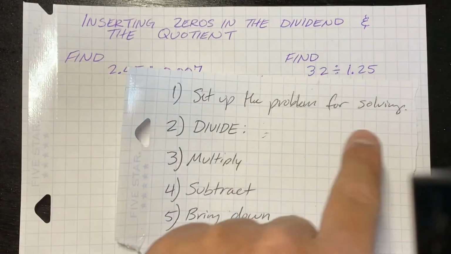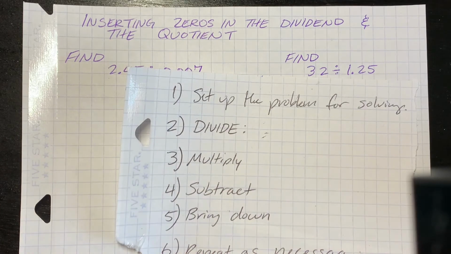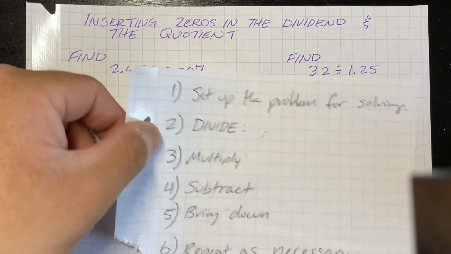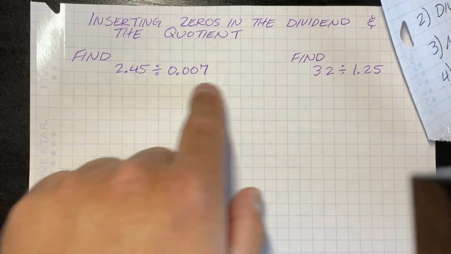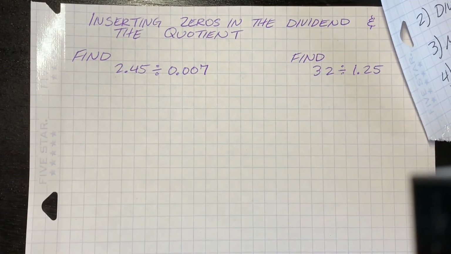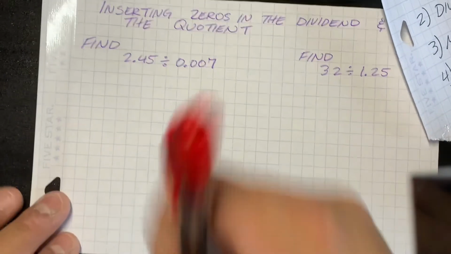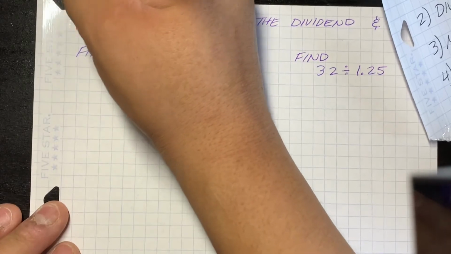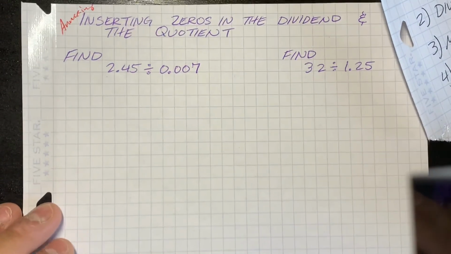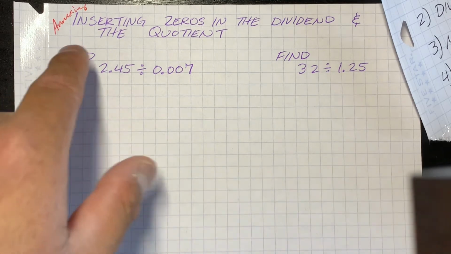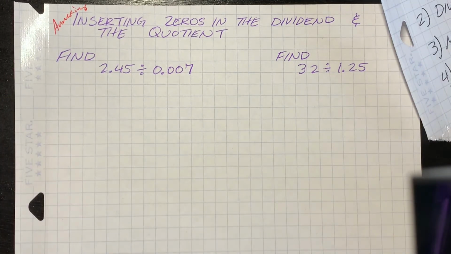Set up the problem for solving. Divide, multiply, subtract, bring it down, repeat as necessary. It's the same thing. So this time we're going to be inserting zeros in the dividend and the quotient. Okay. So basically we use the word annexing. Annexing is basically just doing what it says, writing a zero where there's, think of it as placeholders. Okay, a number with no value, well, that's the number 0. So we're going to put that in where we need to.